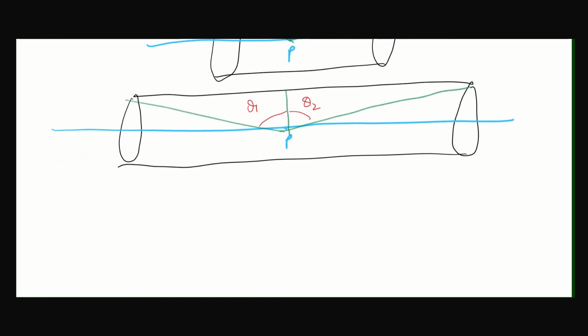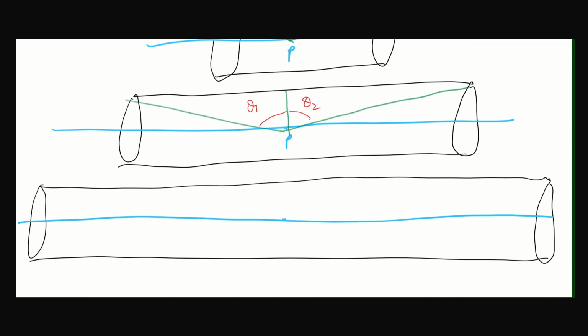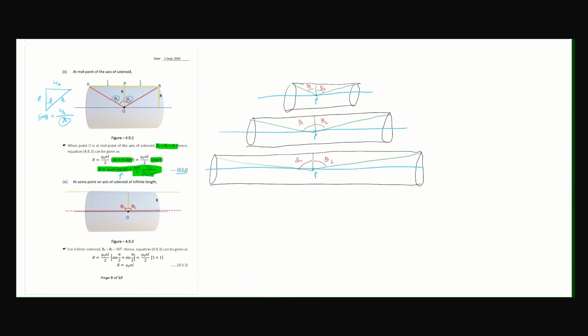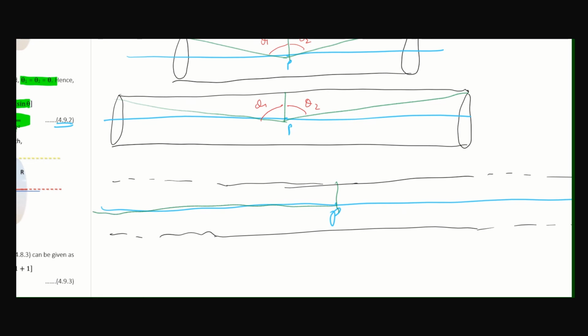Let us go further. If I take a still bigger solenoid, having more length, what will happen now? Again, if I consider point P somewhere on the axis and check the theta 1 value and theta 2 value, see, theta 1 is very large, theta 2 is also very large. So if I keep on extending the length of this solenoid, and if the solenoid is of infinite length, what will happen? This is how you can indicate an infinite solenoid. Consider point P, and now where is theta 1? It will go somewhere here. So I can say the angle is 90 degrees, and that is true for theta 2 also. So in case of an infinite solenoid, theta 1 is equal to theta 2 is equal to 90 degrees.